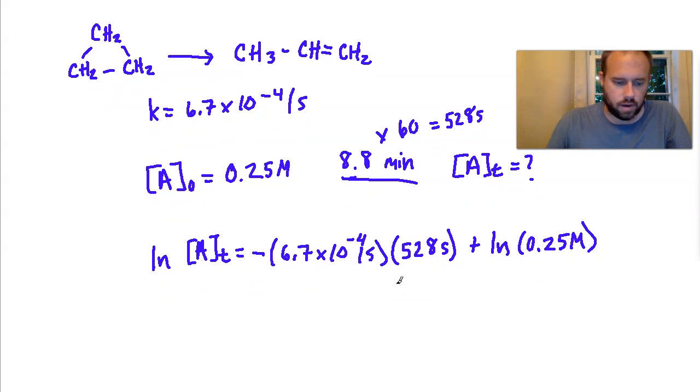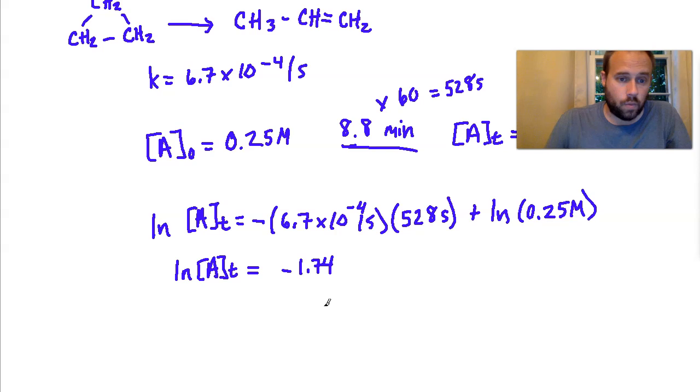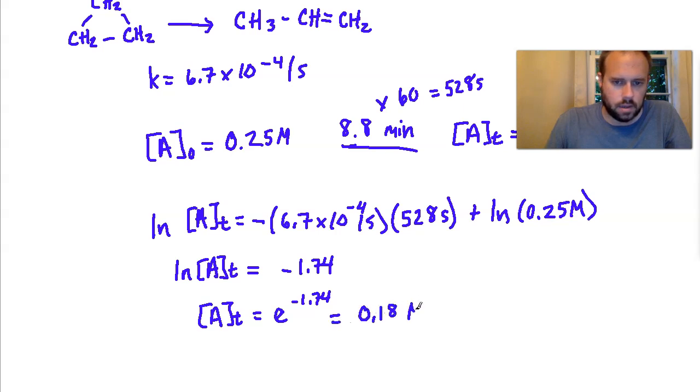Okay, so if you go ahead and you start condensing this, I would suggest that you solve everything over here. And what you're going to end up with is that the natural logarithm of the cyclopropane at time t is equal to negative 1.74. So what's the actual concentration? Again, we have to get out of natural logarithm. So we can do that by setting the concentration at time 528 seconds equal to e raised to the negative 1.74. And if you solve for that, you get 0.18 molarity.